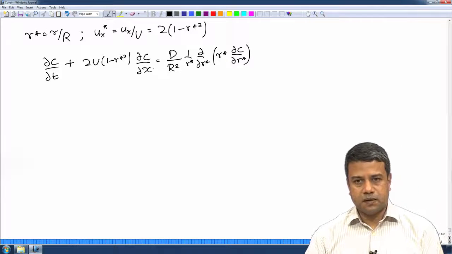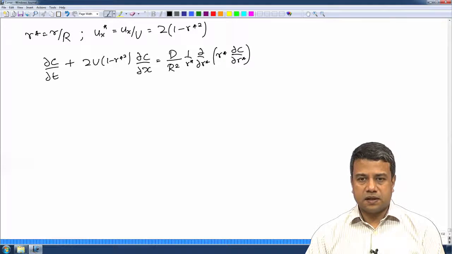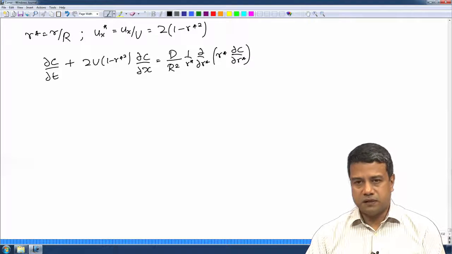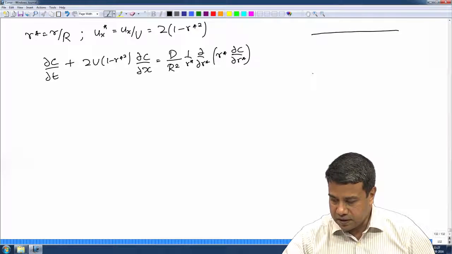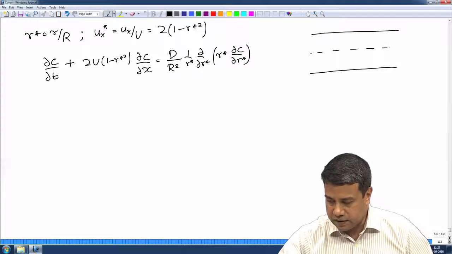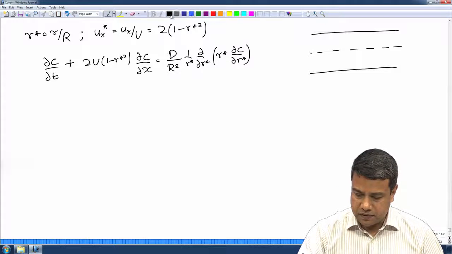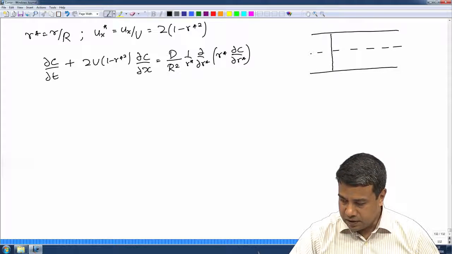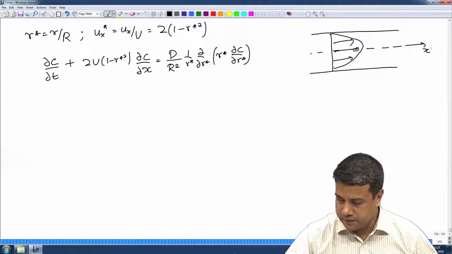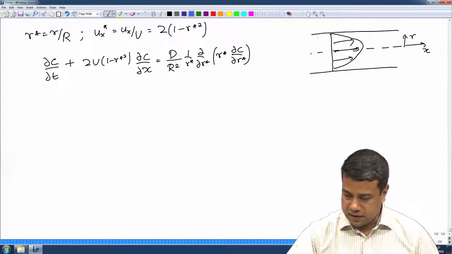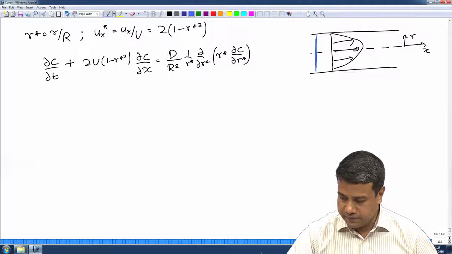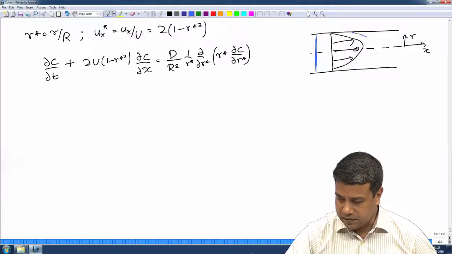Now, rather than looking at it in a fixed reference frame, it is more convenient to look at it in a reference frame that is moving with the mean velocity of the fluid. So, this is, and this is my initial plug. This is at some later time.